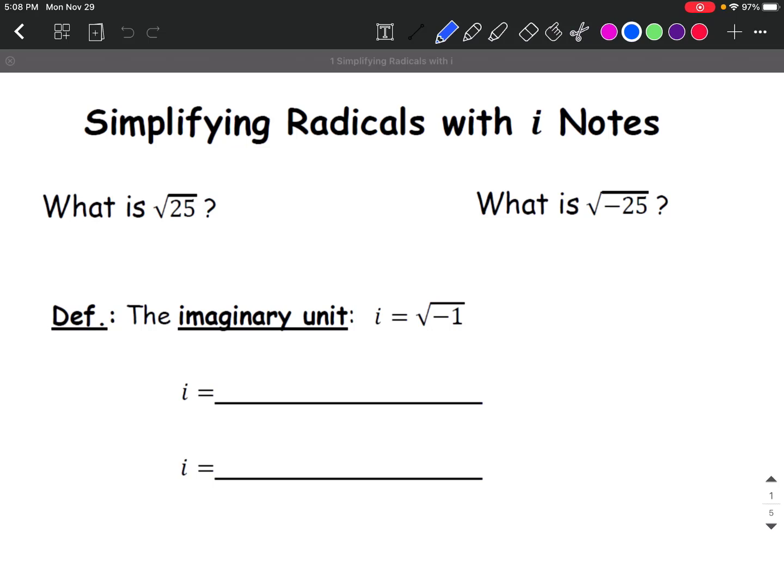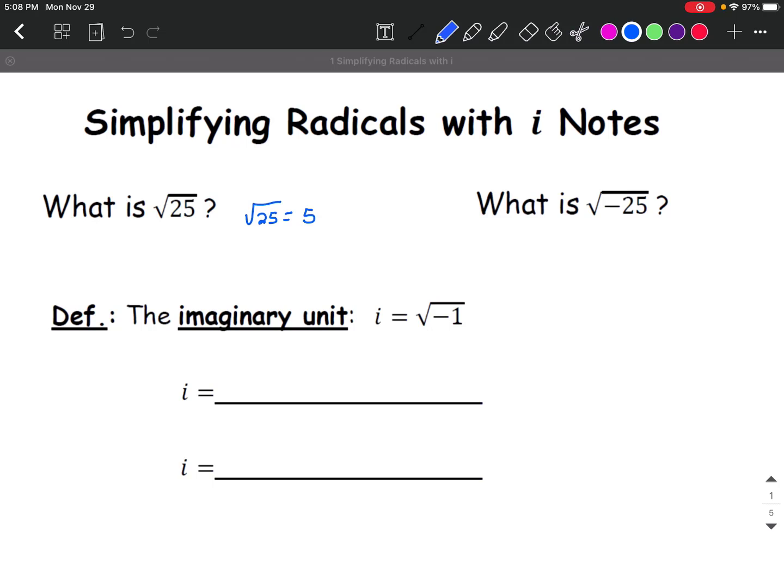So my first question to you is, what is the square root of 25? What times itself gives you 25? Well, the square root of 25 is 5 because 5 times 5 is 25. Also, you could say negative 5 times negative 5 is also 25. So both of those can be the square root of 25.